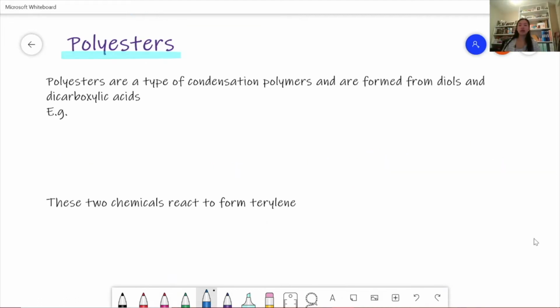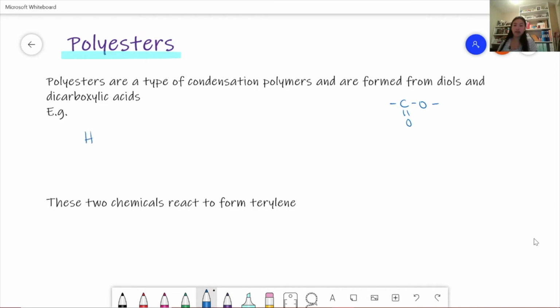So now we're going to talk about polyesters. And polyesters are a type of condensation polymer and they're formed from diols and dicarboxylic acids. And the reason why is that to form esters, we need an alcohol and a carboxylic acid. And so in order to get this ester group, C double bond O, to repeat over and over again, we need diols and dicarboxylic acids because then we have the two functional groups on either end of each of these chemicals. And so, for example, we can look at ethane 1,2-diol.